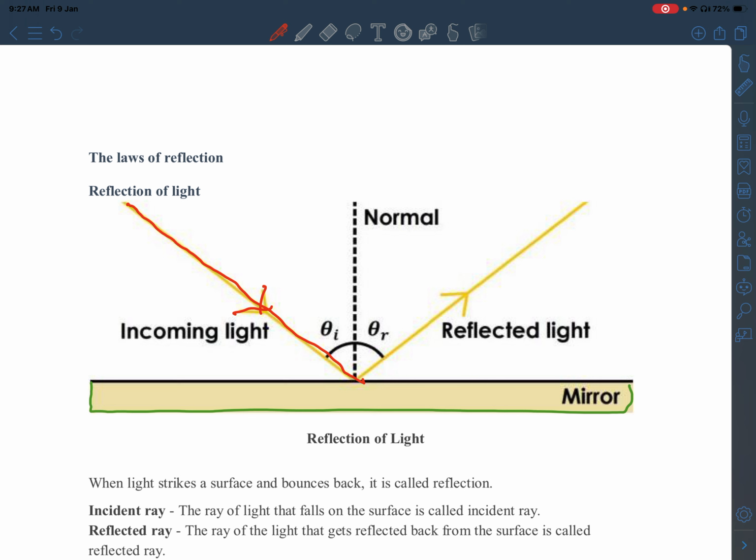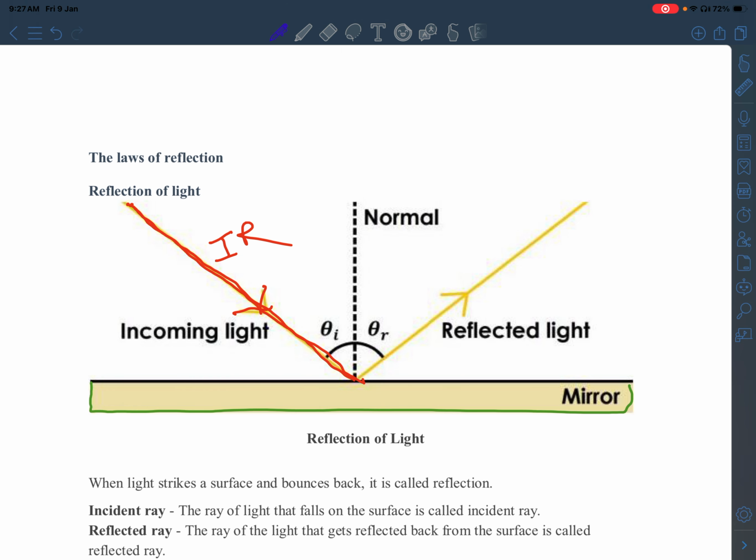We know that light is always a collection of beams, or they travel in the form of rays. So here we can say that when the light comes from the source, this is called the incident ray.